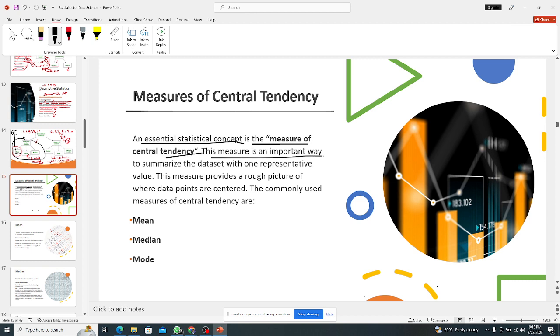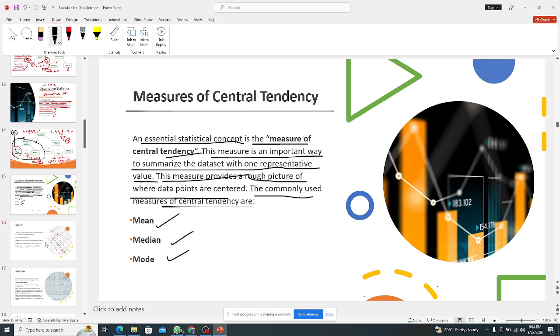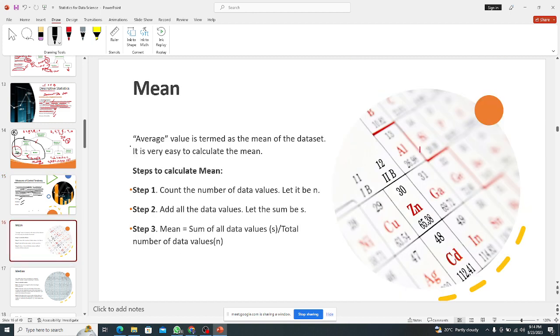This measure is an important way to summarize the data set with one representative value. It provides a rough picture of where your data points are centered. Basically, it shows us how our data points are centered. And among the measures of central tendency, we have the commonly used measures: mean, median, and mode.